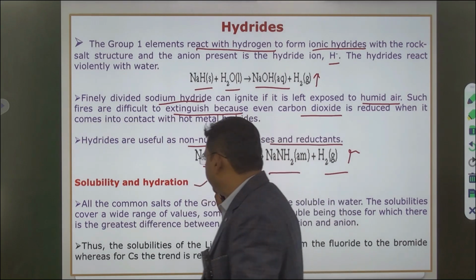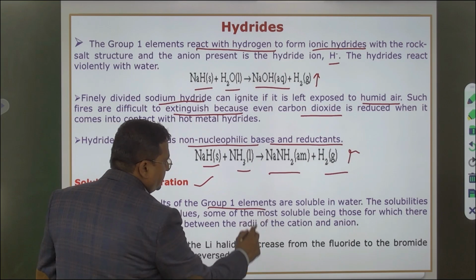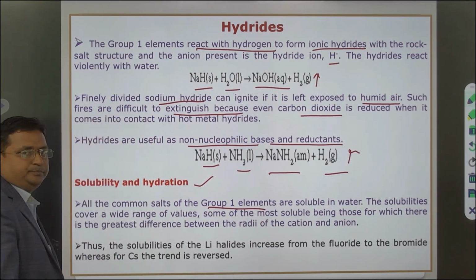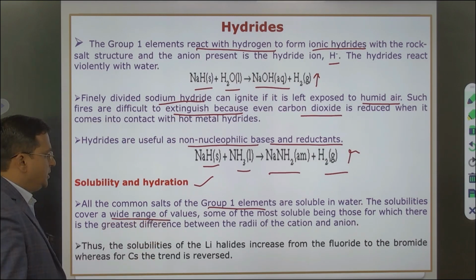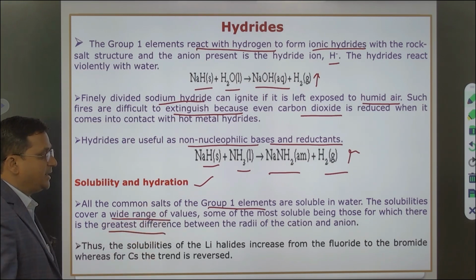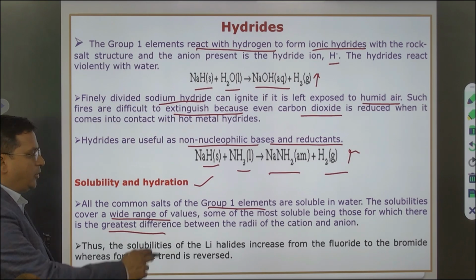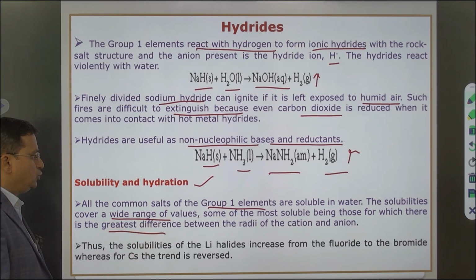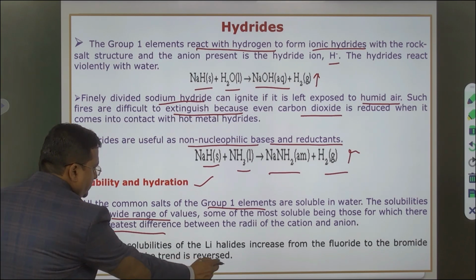Solubility and hydration. All the common salts of group 1 elements are soluble in water. Solubility covers a wide range of values, some of the most important being those where there is a greatest difference between the radii of the cation and anion. Thus, the solubility of lithium halides increases from fluoride to bromide, whereas for cesium the trend tends to be reversed.